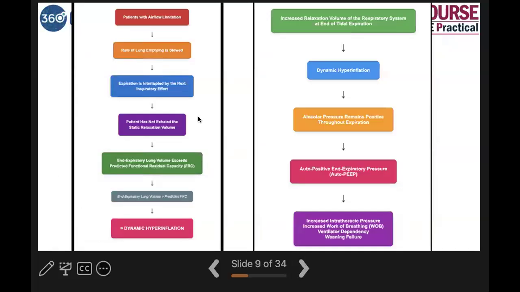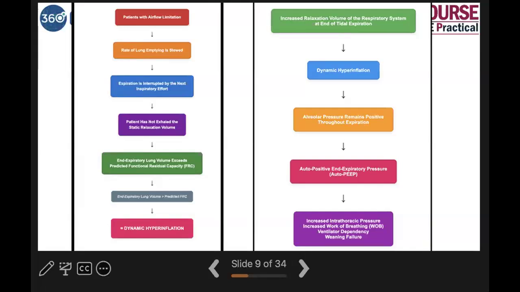So it is the same flow chart where, in patients with airflow limitation, the lung emptying is going to be slowed and expiration is interrupted by the next inspiratory effort, because you're trying to expire, but that process is not happening. So by the time the expiratory time ceases and the next inspiration begins, again you are going to take in air and you are unable to expire, so it is going to collect the air in the alveoli continuously. So the patient is not going to completely exhale the air, ultimately resulting in dynamic hyperinflation with increased functional residual capacity, and this will lead to auto PEEP.